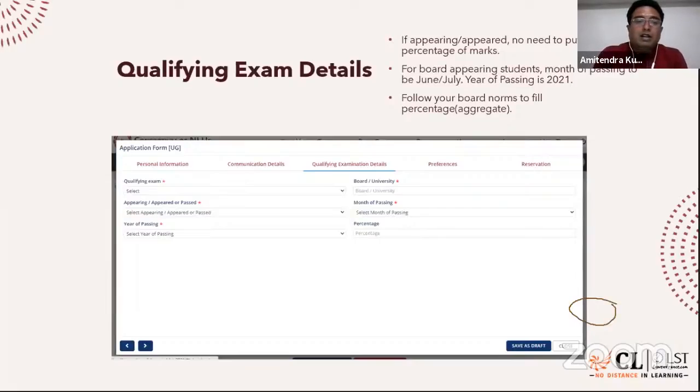Okay. The third point is you have to select from the drop down whether you have appeared or are appearing for the board examination, or you have already passed the board examination. So if you have passed the board examination, you can select the month of passing from the drop down as the case may be. But even if you're appearing for board 2021, your class 12th is in 2021, then from the drop down, select accordingly.